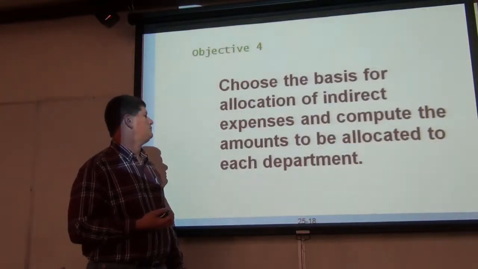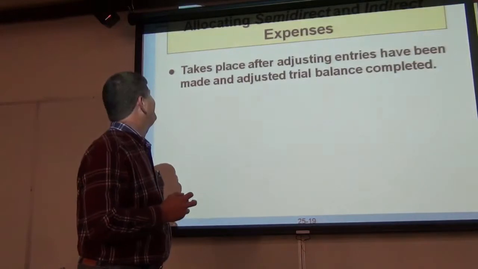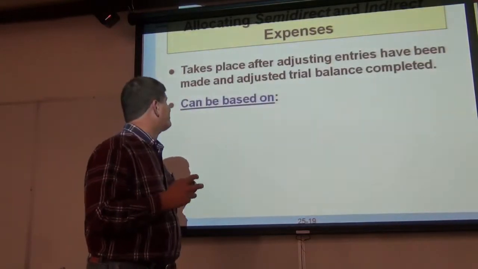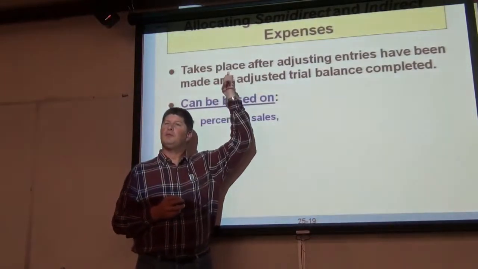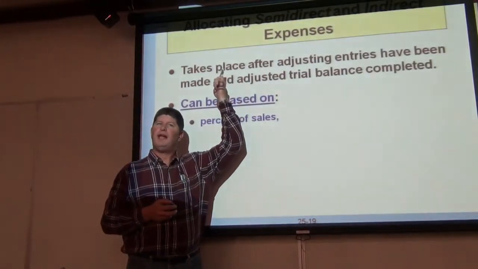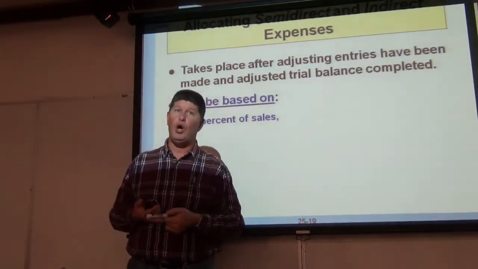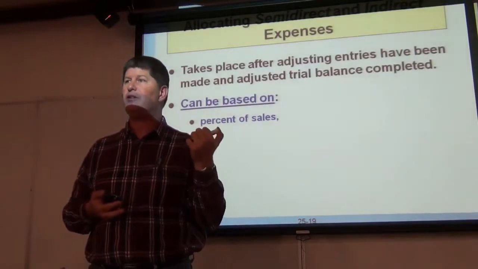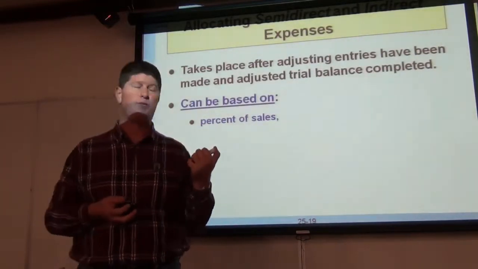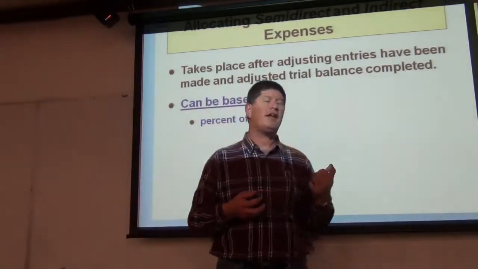How to calculate it. Okay. This is a good point. Everybody remember the worksheet? After we do the adjustments, i.e. after we make sure we've recorded all expenses for a given accounting period, then we go and we do the allocations of the expenses. There's always a way to calculate it.